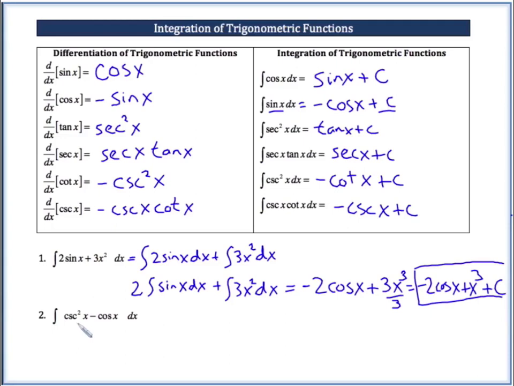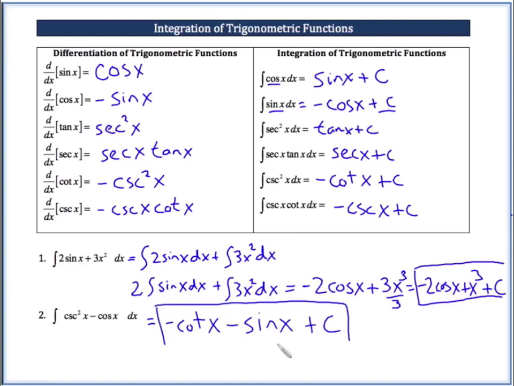All right, for number 2, here we have cosecant squared. The integral of cosecant squared is a negative cotangent, so I'll just write negative cotangent x. And then we have minus cosine x. Here we have regular cosine x, and its integral is sine x. So that negative is just going to continue on here. So we get minus sine x, and then plus c.